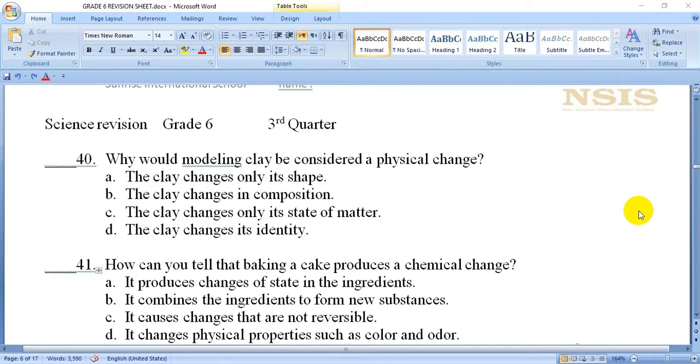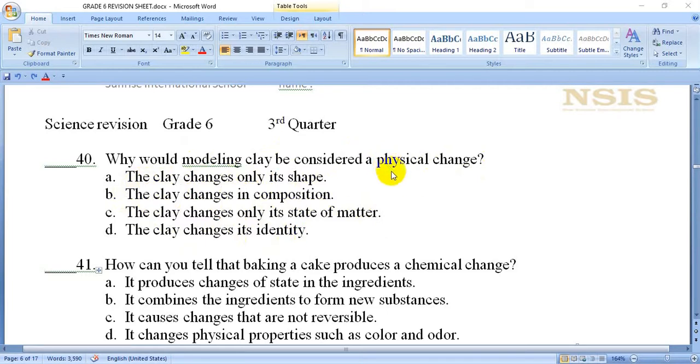So let's start. Why would modeling clay be considered a physical change? Modeling clay, meaning shaping the clay, is a physical change. A, the clay changes only its shape. B, the clay changes in composition, or what it's made from. C, the clay changes only its state of matter. Or D, the clay changes its identity.